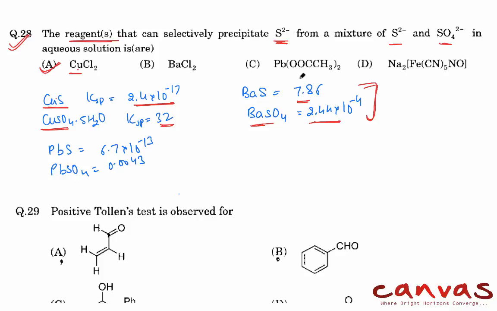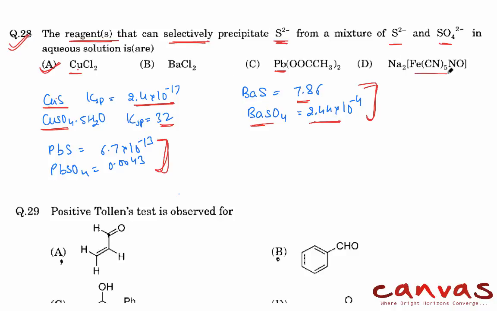Now in the lead acetate, if lead 2 positive forms PbS, then the KSP is around 10 raised to power minus 13 and PbSO4 has 0.0043. So there again we have a huge difference in the KSP values. So this should also be able to react under the selective precipitation process.